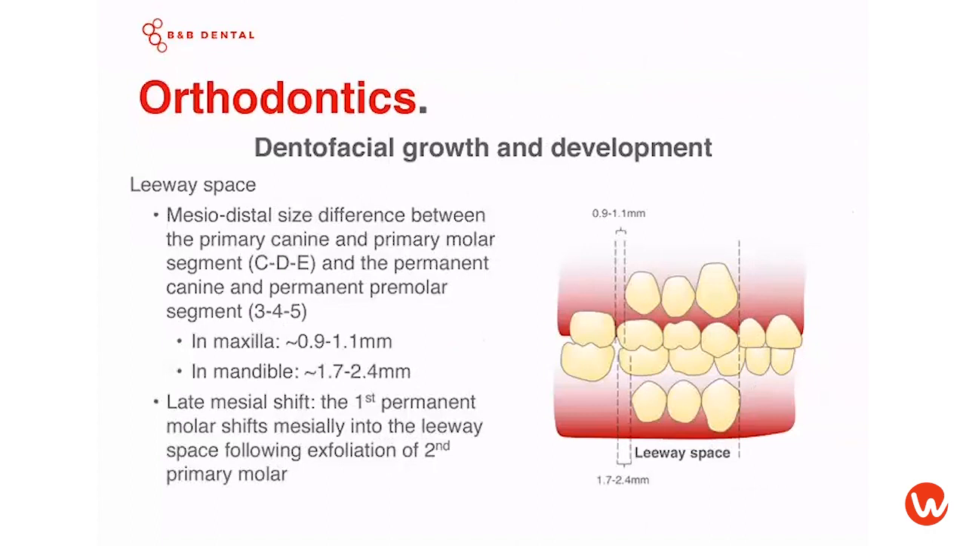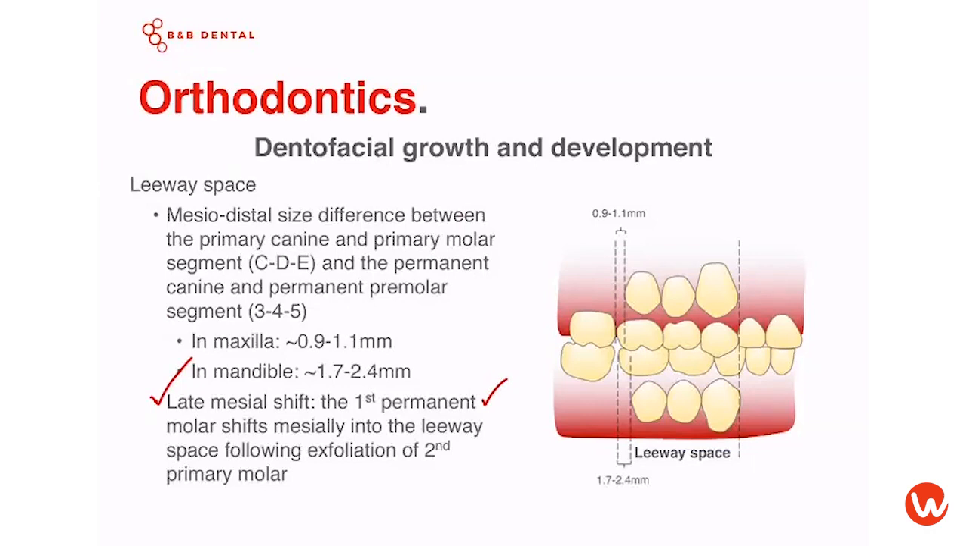Let's talk about leeway space. So leeway space is that mesiodistal size difference between the primary canine and the primary molars with their permanent successors. So there is some built-in space where those permanent successors are smaller than the primary teeth, and that gives some space for that occlusion to develop. And now there is a second concept that's called the late mesial shift. So I'll have you look at this image right here, where we have this definition of the late mesial shift, and that first permanent molar continues to shift mesially into that leeway space after that second primary molar exfoliates.